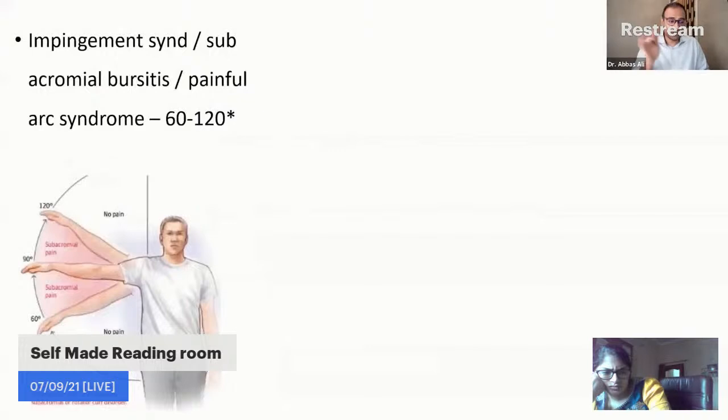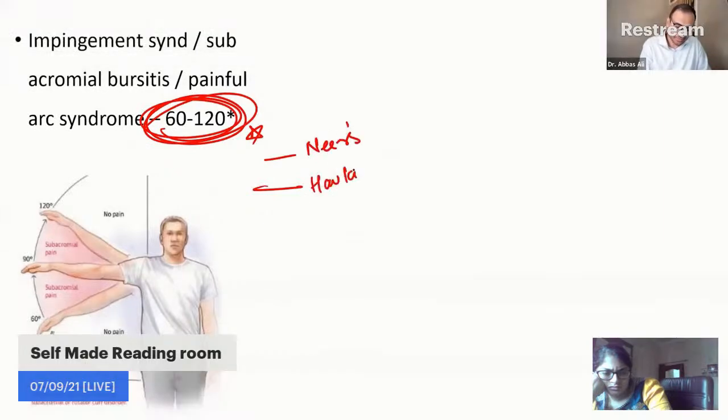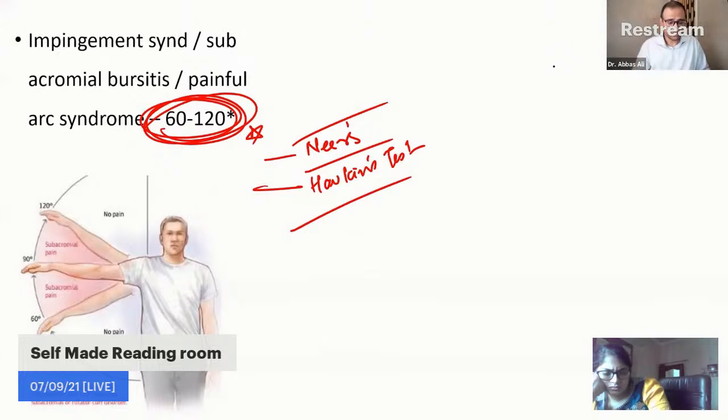Painful arc syndrome. What is the angle between which there is pain in the abduction of the shoulder? 60 to 120 degrees. Please remember this. Mid abduction of the arm. The muscle affected is the supraspinatus muscle. Can you tell me the tests for painful arc syndrome? Yes, Neer's test and Hawkins test. Just know the names. Quick revision. Don't feel bad if you didn't know. Now you know. Neer's test and Hawkins test. Excellent, all of you. You're almost at the end.